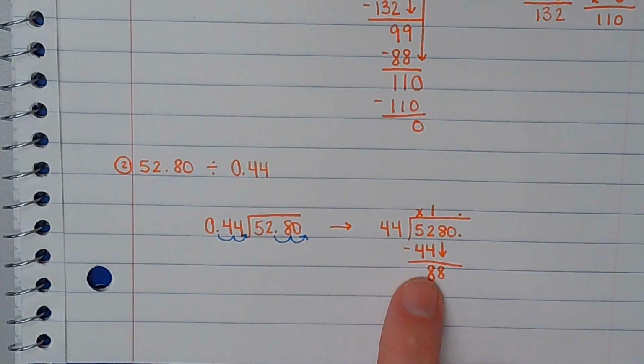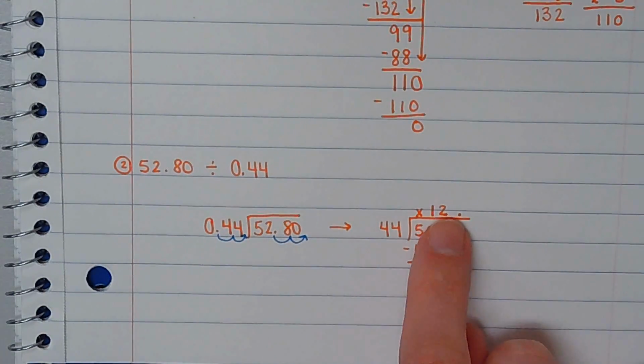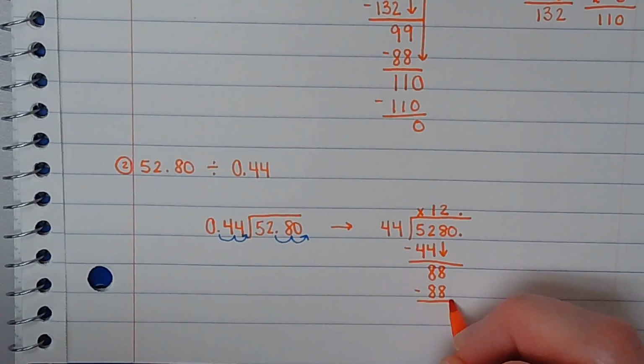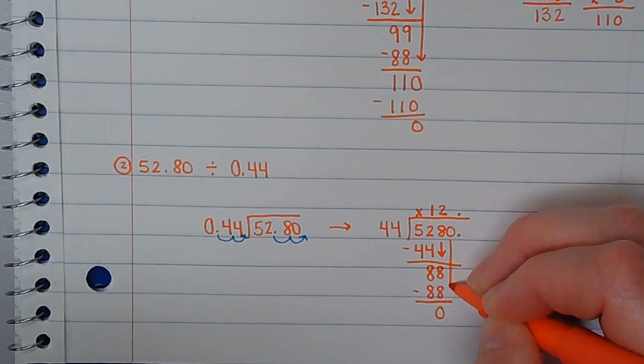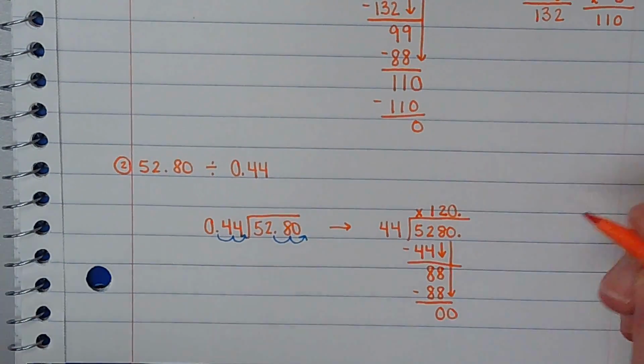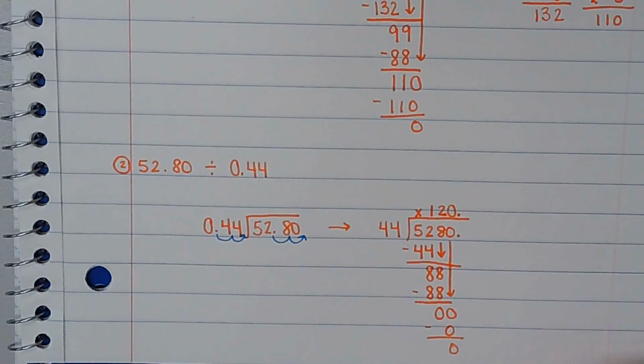How many times does 44 fit into 88? It fits twice. 2 times 44 is 88. I get 0. I need to bring down this 0. How many times does 44 go into 0? It doesn't, so that's a 0. 0 times 44 is 0, so you get 0 and you're done.